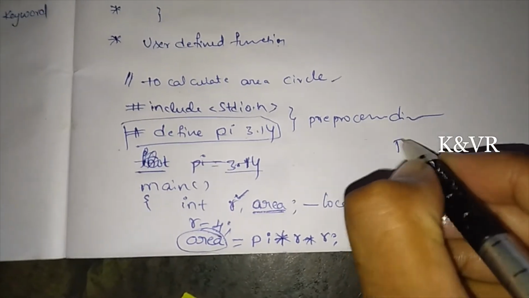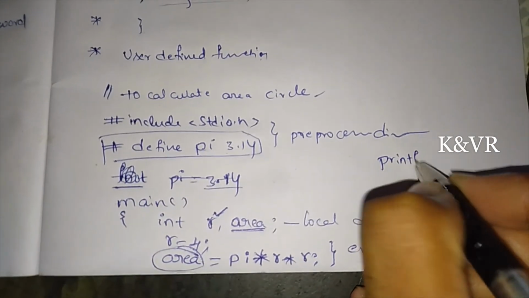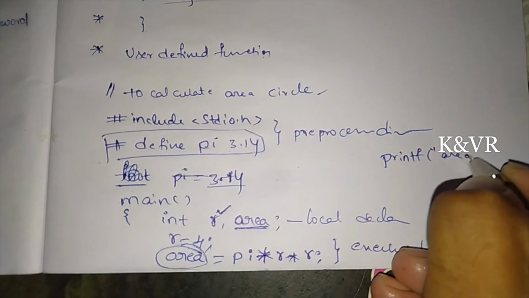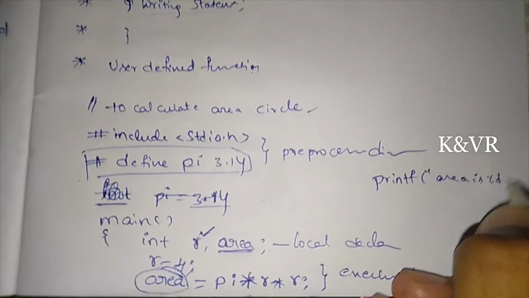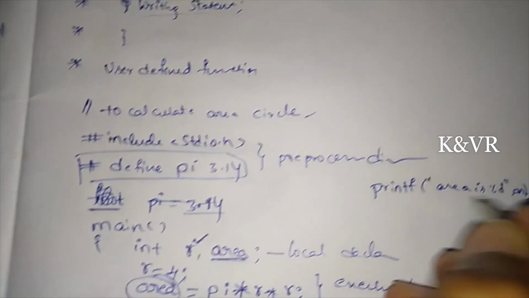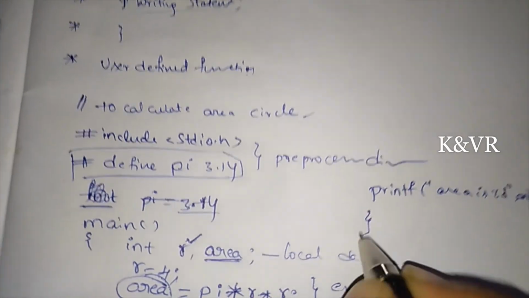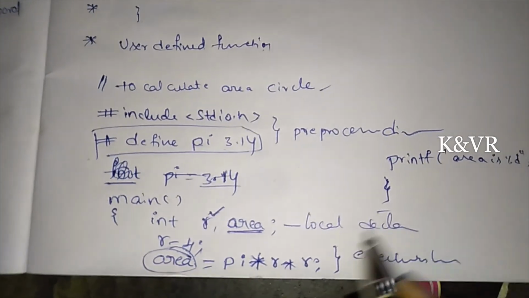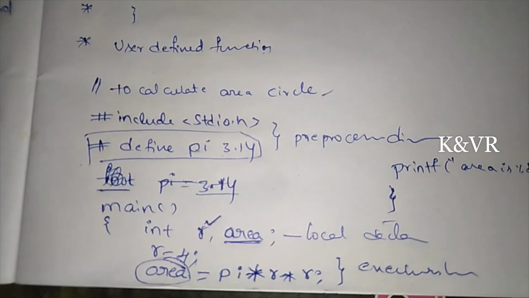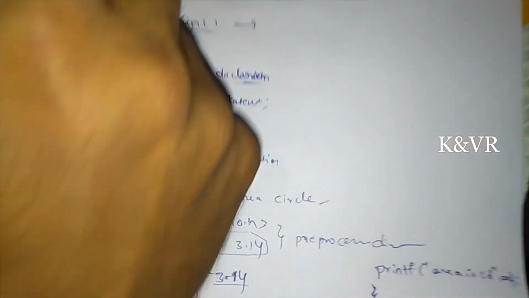Now I am printing the variable area. Area is %d, comma area. Now I am closing the main function. This is a simple program containing all these structures of a C program.